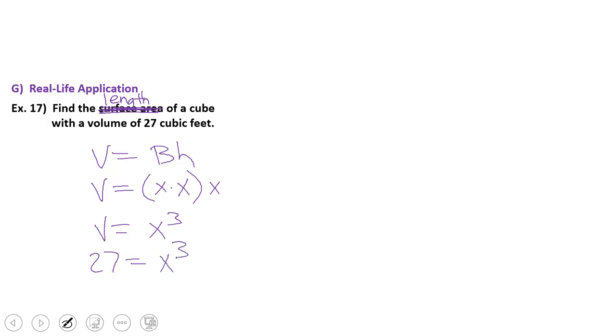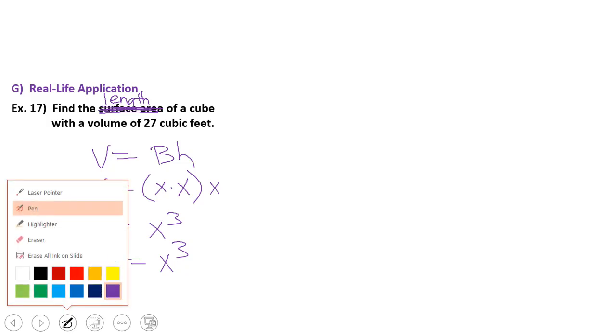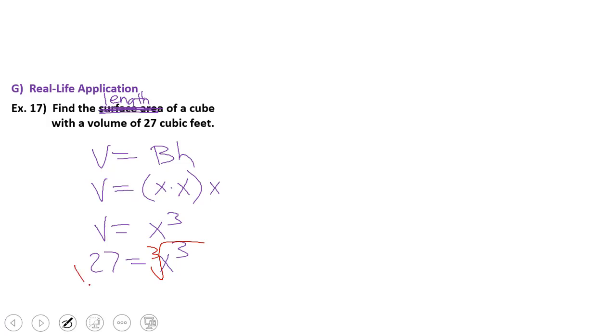Well, when you have this, the inverse operation of cubing is to do what? That's right. Take the cube root. And if you do it to one side, you have to do it to the other side. So the cube root of x cubed, well, that's going to equal x. And the cube root of 27, that's right, we already had an answer. That's 3. So our answer is 3 feet.